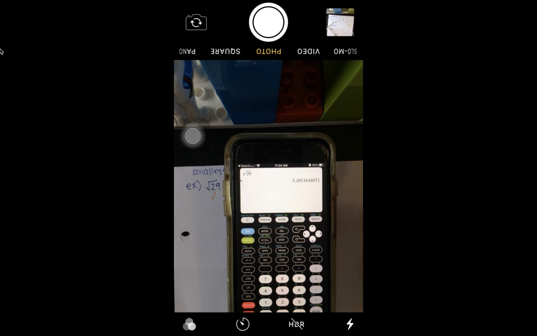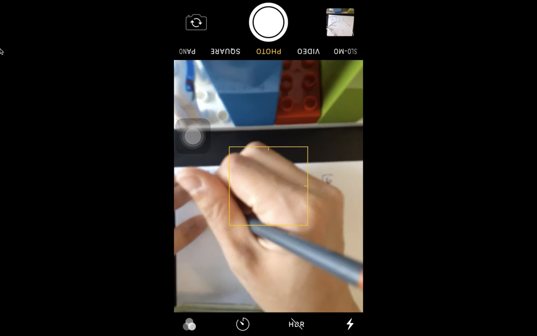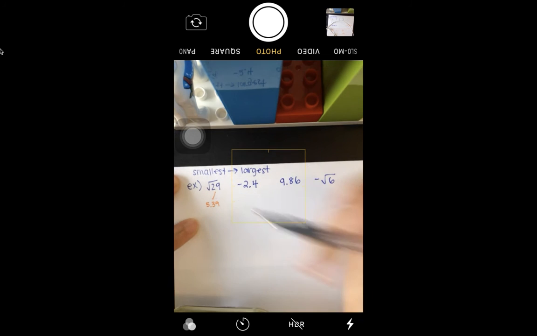5.385. I don't need to write all of it. In 8th grade math, 2 decimal digits is good enough. So 5.385, this 5 tells me to bump up the 8 to a 9. So 5.39. Here we go, 5.39. This is what this number actually is.